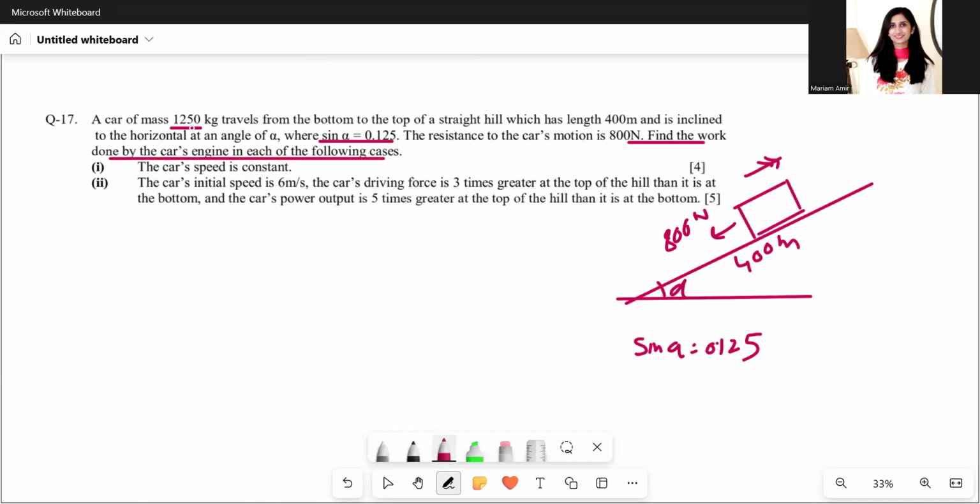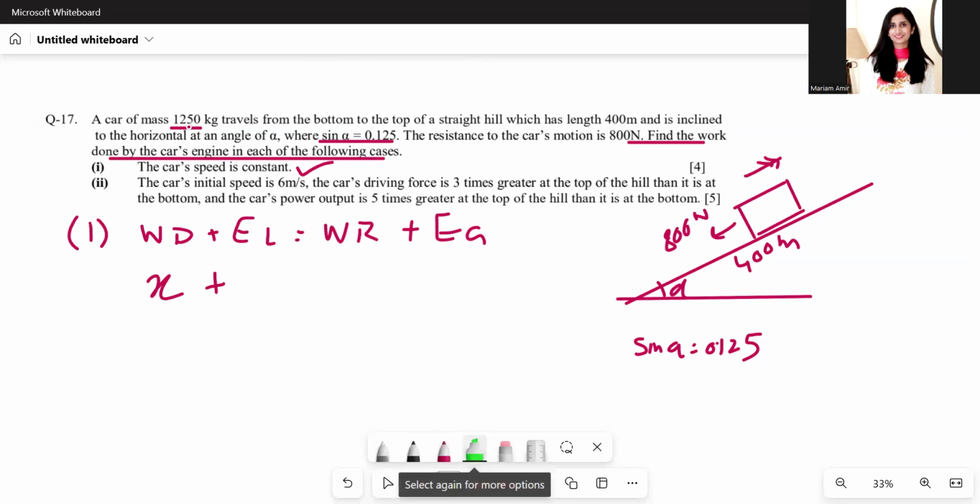Okay, so when the car speed is constant, I'm going to use the energy formula: work done by driving force plus loss in energy equals work done by resisting force plus gain in energy. So we have to find the work done by driving force, that would be X, plus loss in energy. As the car goes up, what kind of energy is lost? Definitely not potential energy because it's increasing, and also definitely not kinetic energy because the speed is constant. So kinetic energy at the top and bottom is the same. So there's no loss in energy in this system. So we write zero here.